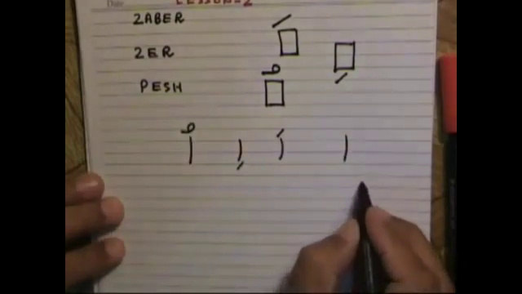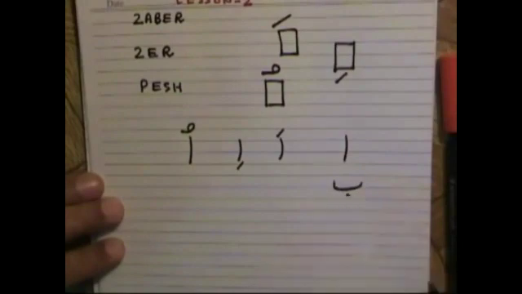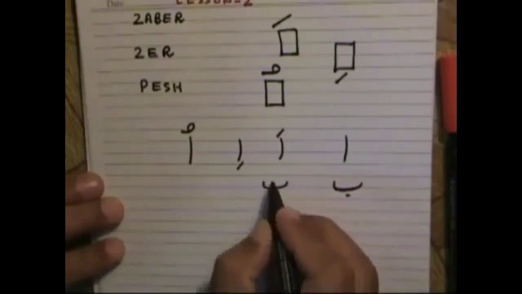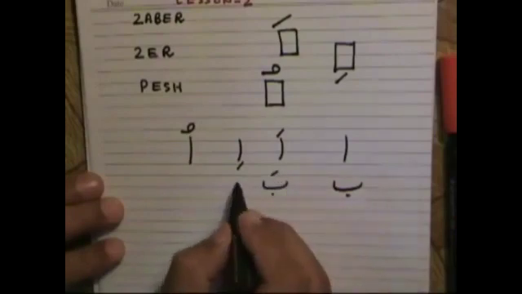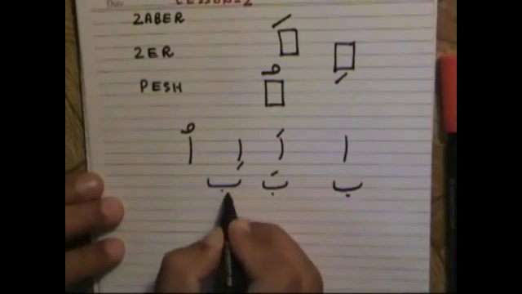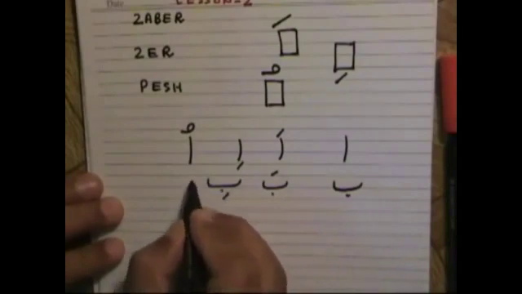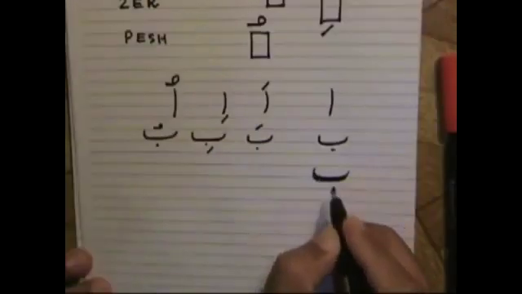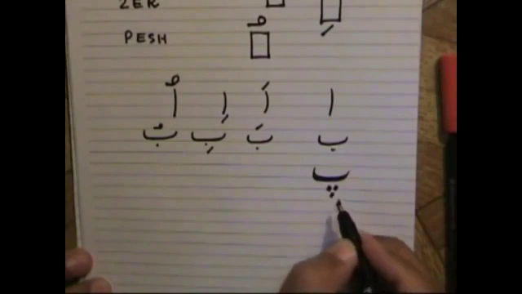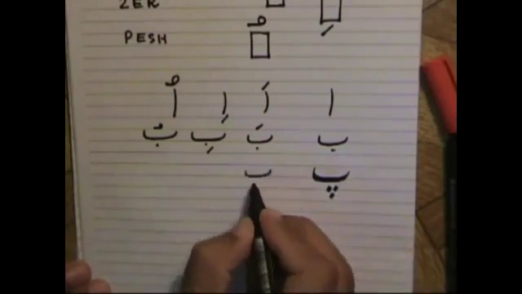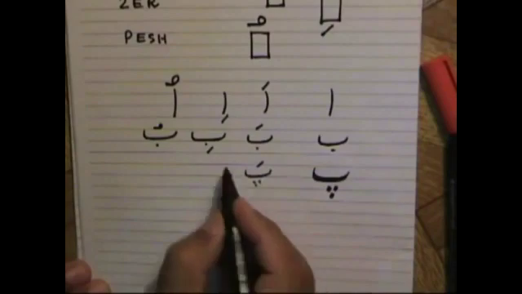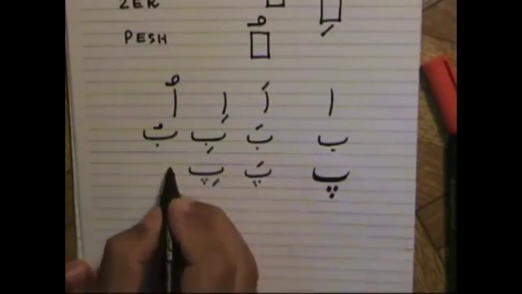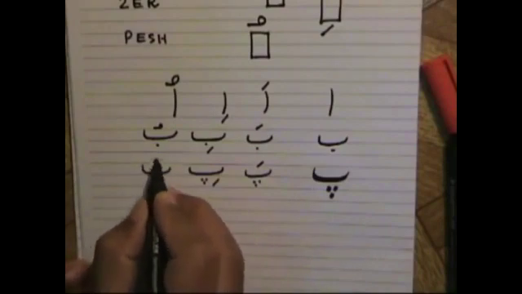Similarly, if we see be, the sounds are be zabar, ba; be zer, bi; and be pesh, bu. Pe, pe zabar, pa; pe zer, pi; and pe pesh, pu.